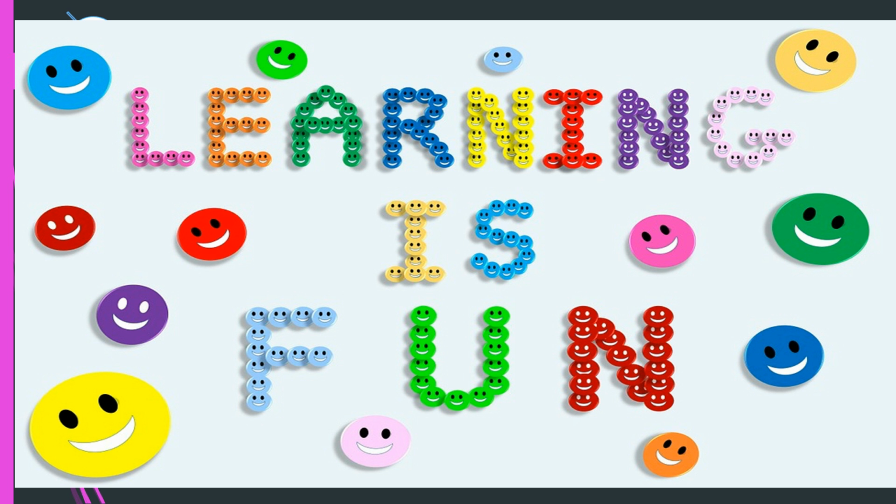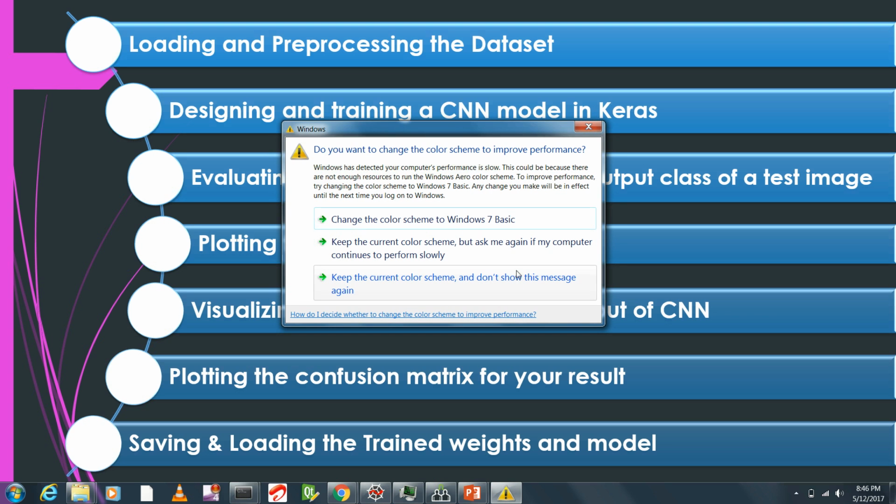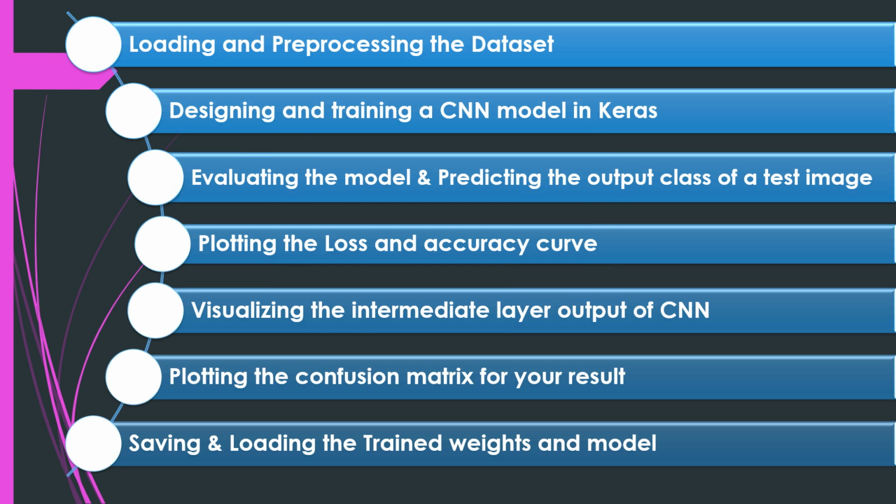So let's get started. Learning is fun, and here we are going to learn many things today, which are very useful for your own problem, whether you're doing research or you're a neural network practitioner or hobbyist. We are going to load and pre-process our dataset, design our own CNN model, train it, evaluate that model and test it on a test image. Then we are going to plot the loss and accuracy curves, visualize intermediate layers, the confusion matrix, and save and load trained weights. So guys, keep watching this video because you're going to learn a lot from this.